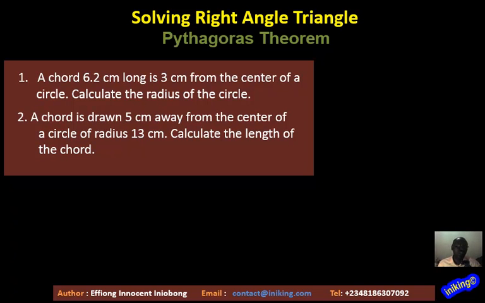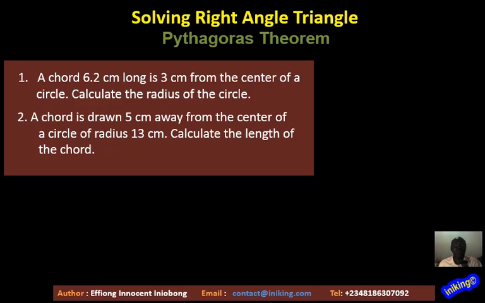And the second one states a chord is drawn 5 centimeters away from the center of a circle of radius 13 centimeters. Calculate the length of the chord. Now, these two problems actually drag us into the circle. We are now going to look at how we can apply the Pythagoras theorem in solving problems that result in a right angle triangle in a circle.